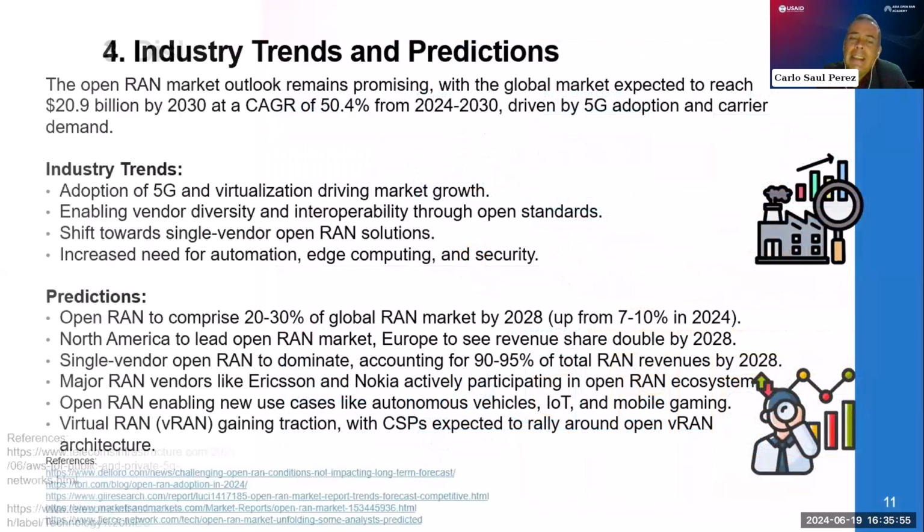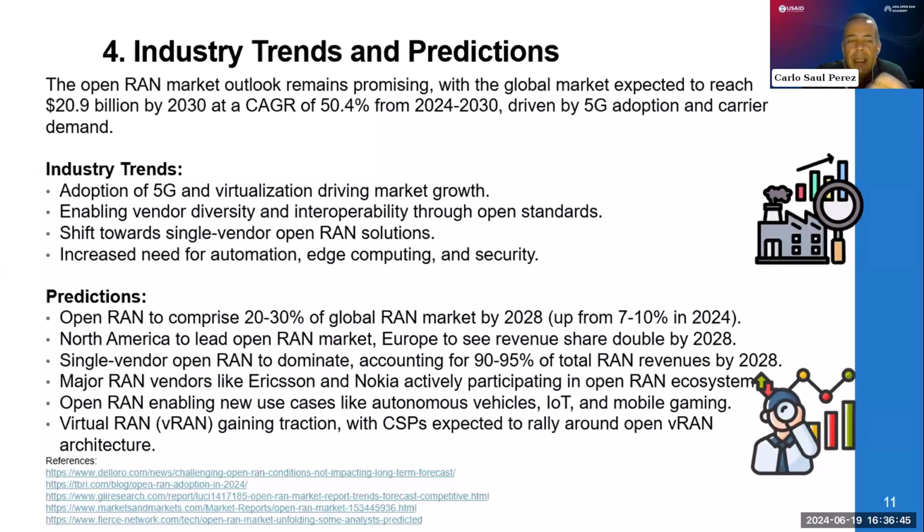So in this following slide, we can see a little bit of the industry trend and prediction about all of these Open RAN deployments around the world. Today, as we can see in the news, there are telecommunication players all around the world deploying different solutions for Open RAN. So we can see the industry trends about this. The adoption of 5G and virtualization is promoting a lot the growth of 5G networks all around the world. There are different vendors that are promoting diversity and interoperability by using this standard.